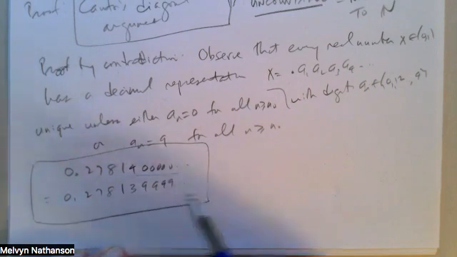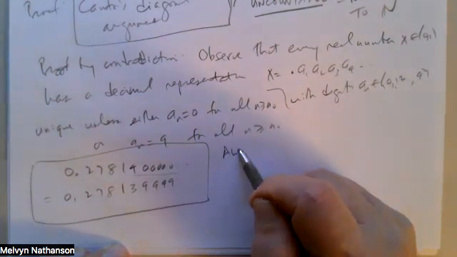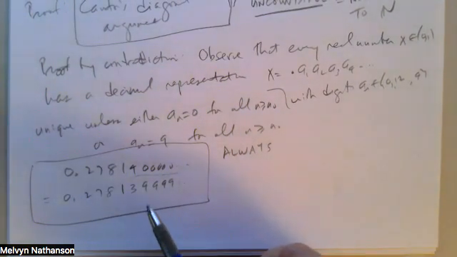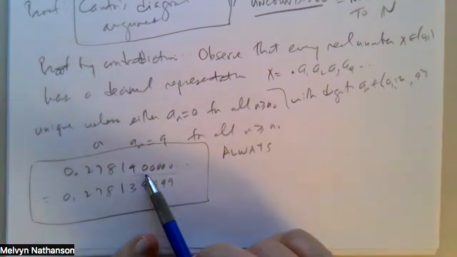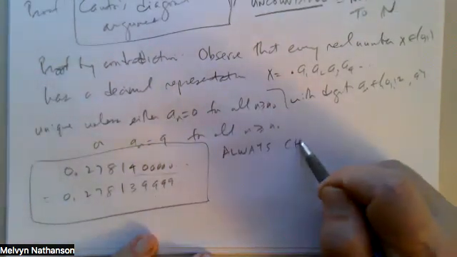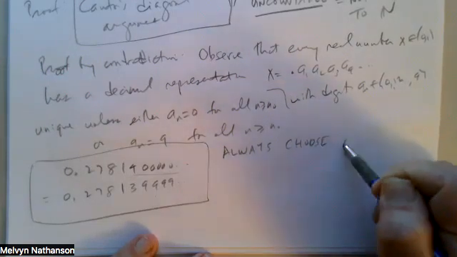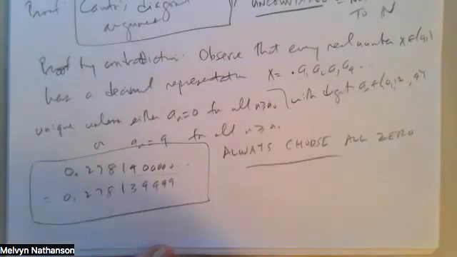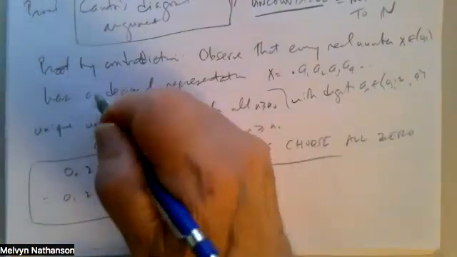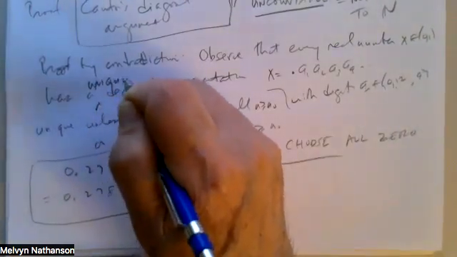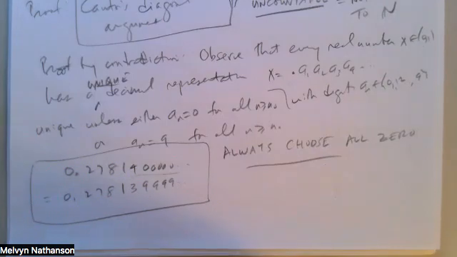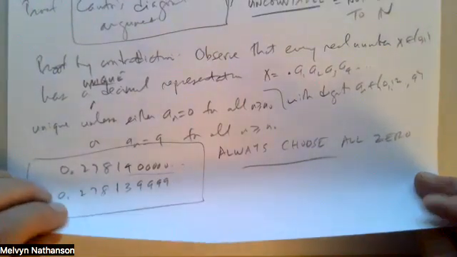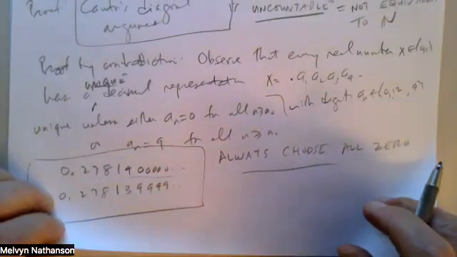So to remove this possible ambiguity, let's say whenever we can represent a number by two different decimals, and that only happens in this case, where you have eventually all zeros or all nines, always choose all zeros. So now every real number has a unique decimal representation. Any questions about this? This is basic.